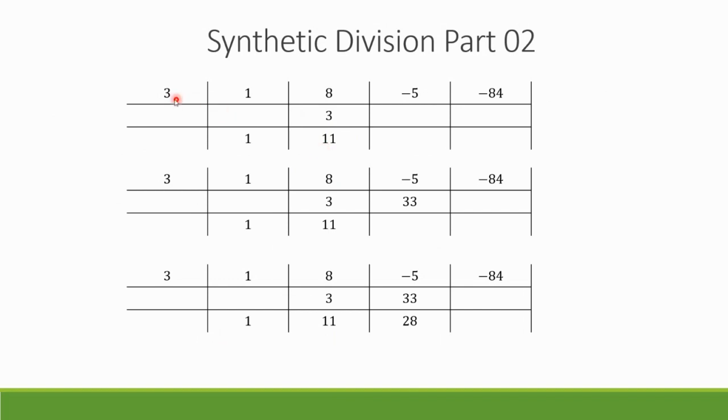Then we repeat the process essentially. We have 3 times 11 down here. That's 33, which goes up here. 33 is here. We add, we get 28. So 28 is what's here.